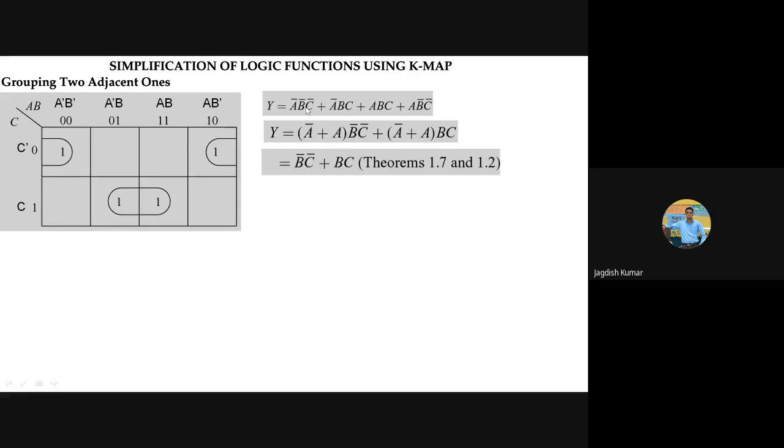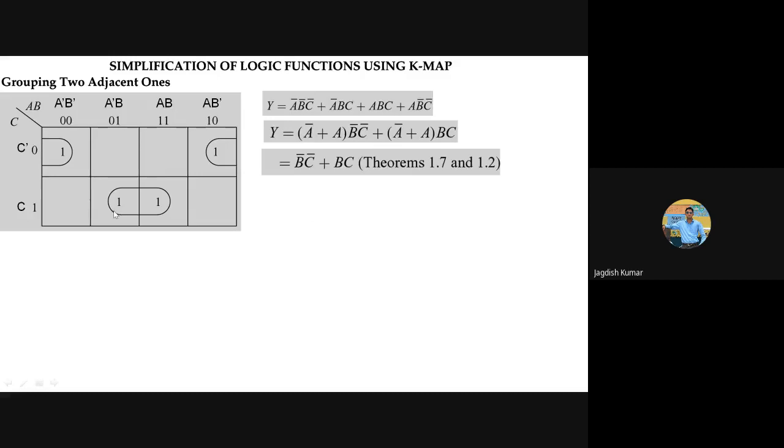So the simplified expression for this SOP, which is a canonical form, will be B dash C dash, or B complement C complement, or BC. Okay, so that is the importance of making pairs. If you are able to locate certain pairs, then you can simplify the terms.